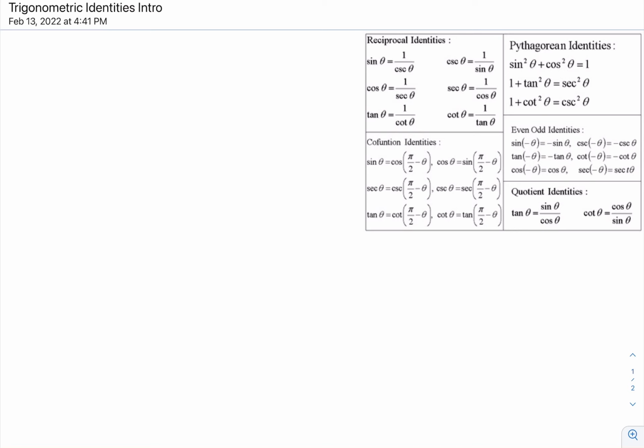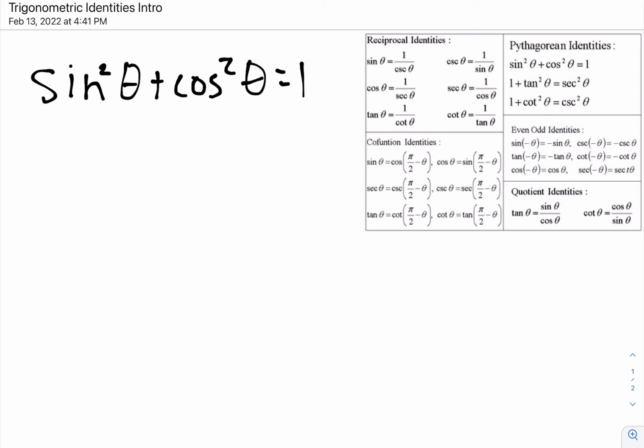I'm just going to write up here what I'm going to be proving. Sine squared theta plus cos squared theta equals 1. Every single time, no matter what theta is, sine squared of that theta plus cos squared of that theta is always going to equal 1. Okay, so let's get into why that is.